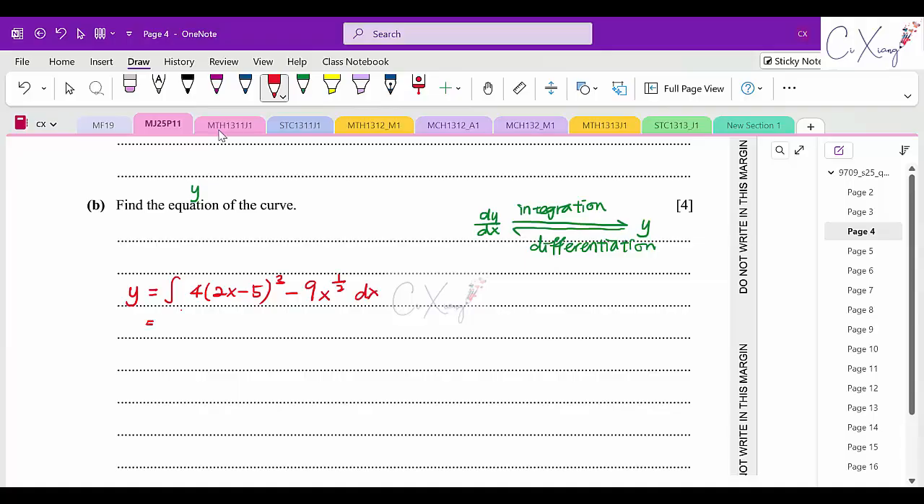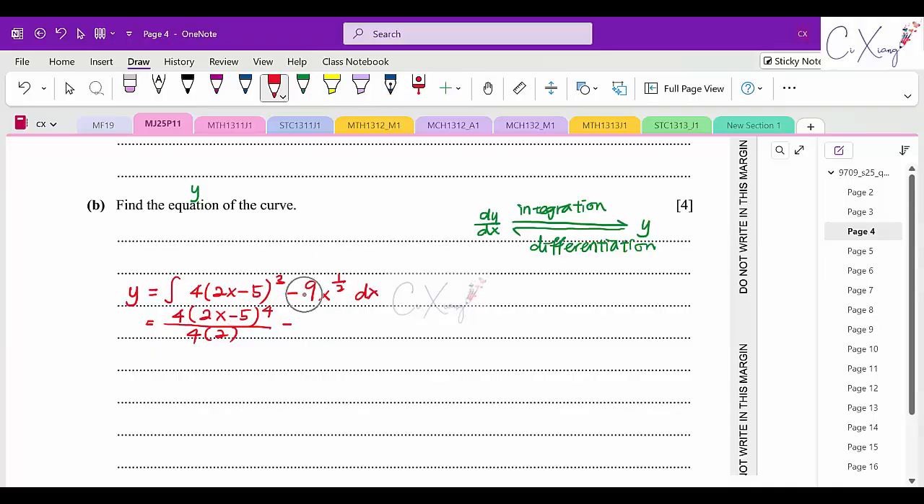For the integration part, what I do is, okay, 4 is a constant, I just copy it. I'm having this bracket 2x minus 5 power 3. To integrate this particular term, I copy the bracket, power plus 1 becomes 4. I have to divide it by the new power 4. Then I differentiate the thing inside the bracket. Differentiate 2x minus 5, I get a 2, right? So I have to divide it by a 2 outside here.